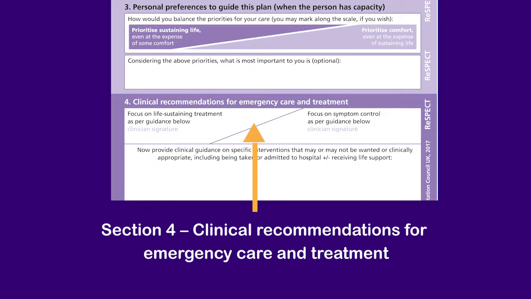Section 4 is the clinical recommendations for emergency care and treatment. It contains the recommendations to guide decision-making in future emergencies. Firstly, the agreed goal of care, either focusing on life-sustaining treatment or focusing on symptom control, should be signed. Clear detail of the types of care and treatment that the person would or would not want to be considered for, including whether or not the person would want to be taken into hospital and in what circumstances, and other level of care decisions, for example whether they should be considered for intensive care admission or whether only non-invasive ventilation would be recommended, will be recorded here.